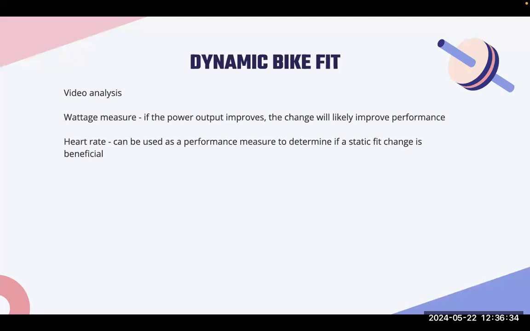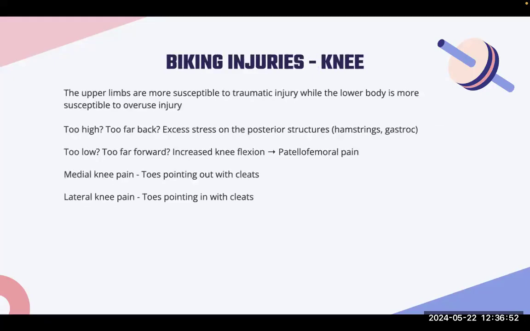And then if we want to do a dynamic study of bike fit, there's obviously video analysis, just like gait. People can measure wattage. If power output improves, then whatever change you made to the saddle height or saddle tilt or the height of the handlebars, that's probably going to work. And then they even use heart rate to measure performance after they change one of those variables.